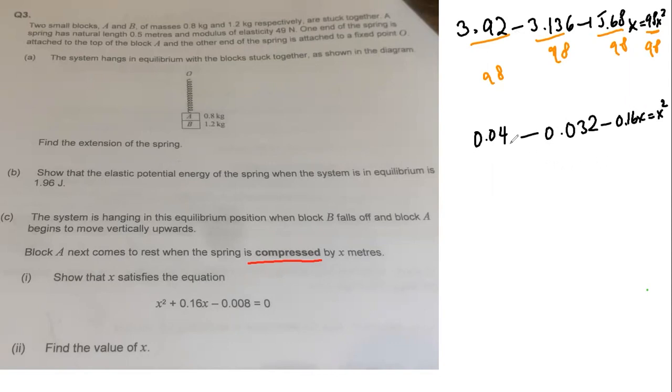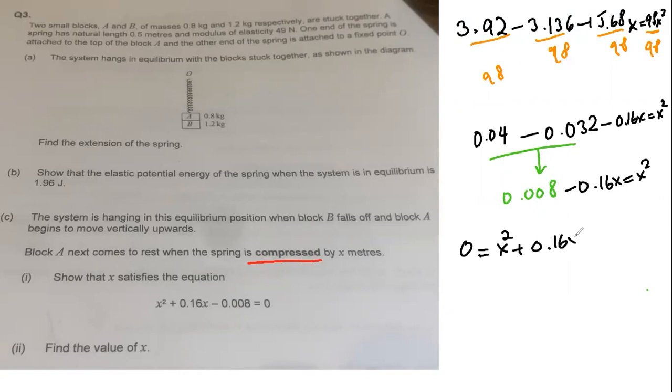Great, excellent. Now, if I look at those two values, they simplify to 0.008. Of course, this is the same, minus 0.16x equals x squared. Now, let me bring everything to the right-hand side. And of course, then I'll have 0 equals x squared plus 0.16x minus 0.008. And that's it. That's indeed the equation for part 1 in C. Good.